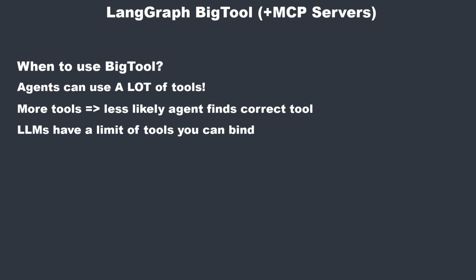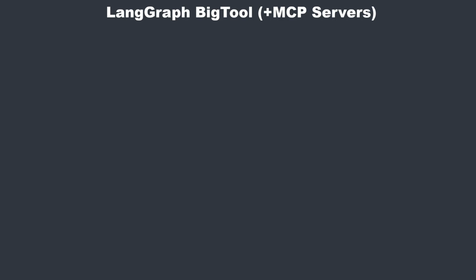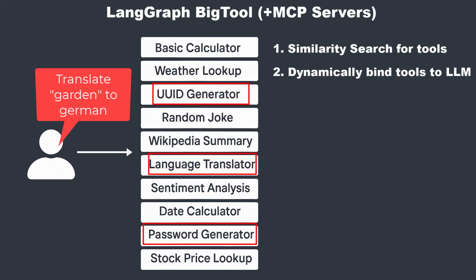The BigTool approach addresses this by storing all tools in a vector store. When a user asks a question, the agent retrieves only the most relevant tools from the vector store using similarity search. The selected tools are then dynamically bound to the LLM, ensuring the agent has access to the most suitable tools for the given task. So that was the theory behind it. Let's now have a look how this works in code.